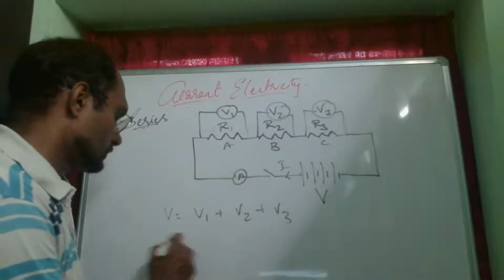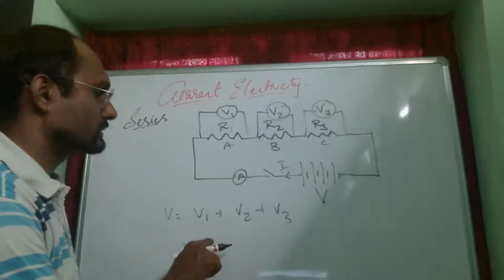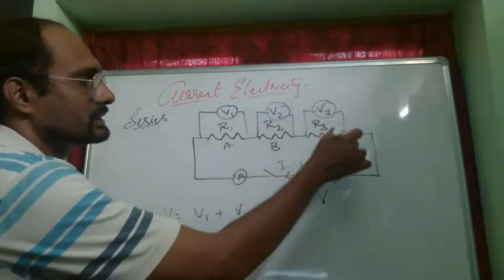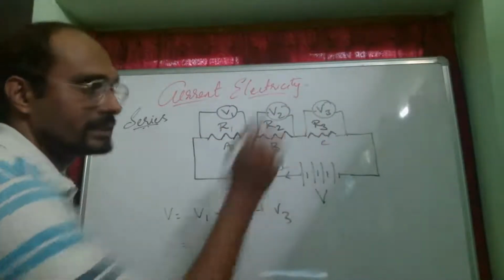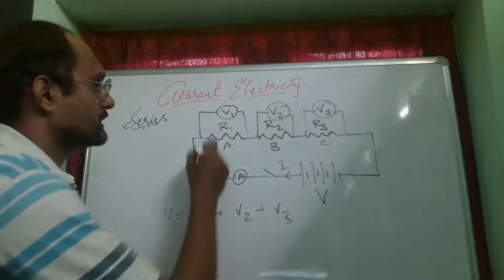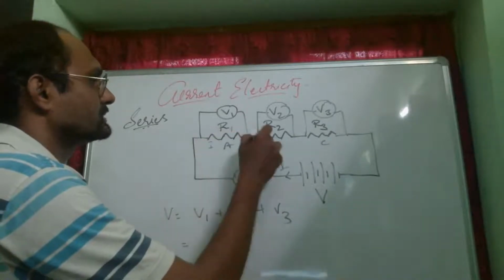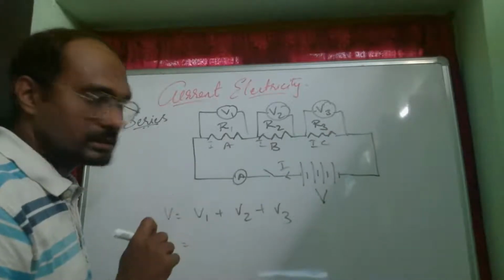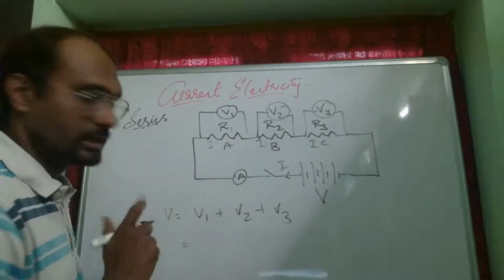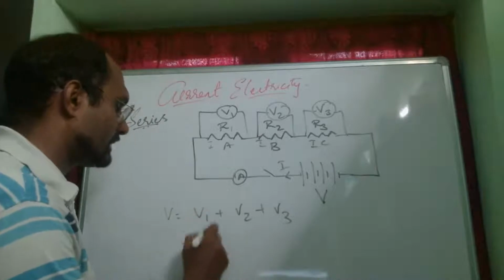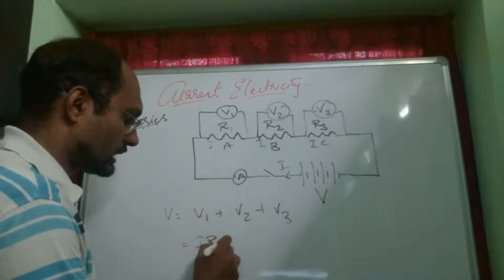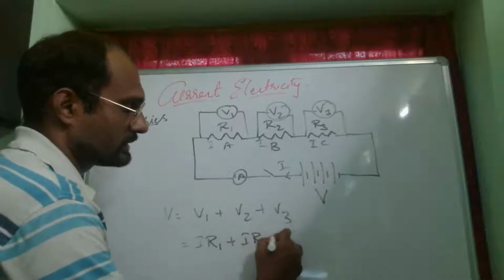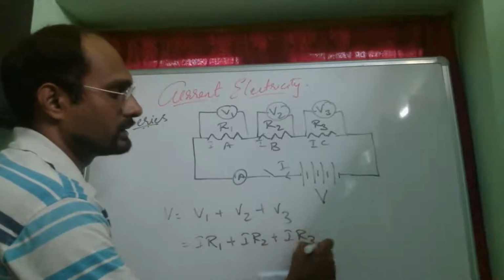Then what will be V1? Remember, the current flows through the entire circuit, through each and every resistor. That means current remains the same everywhere in the circuit because it is a series combination. So V1 is equal to I into R1, V2 is equal to I into R2, V3 is equal to I into R3.